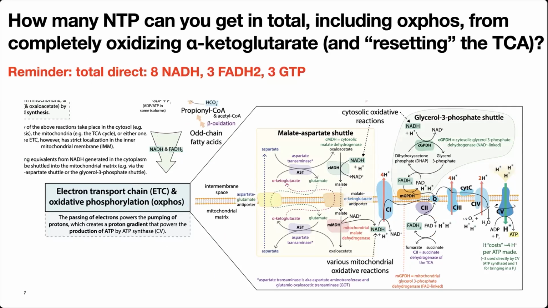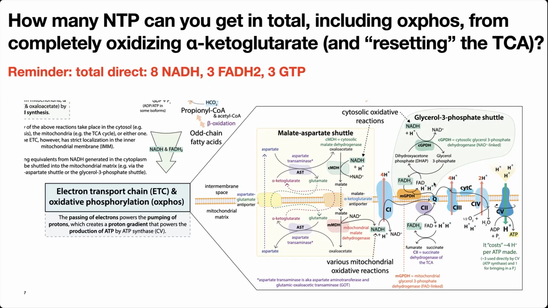What if we took those through the electron transport chain and oxidative phosphorylation? How many ATP could we generate in total? Remember, for each NADH you generate, you get 2.5 ATP, because you can pump 10 protons and you need 4 protons per ATP. So that gives you 2.5 ATP per NADH on average.